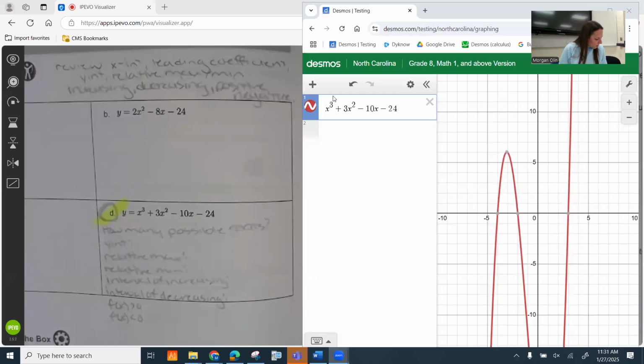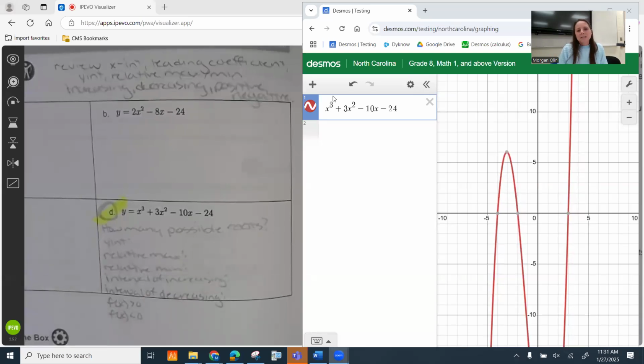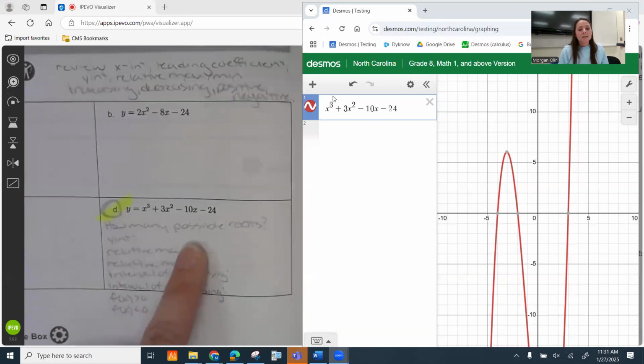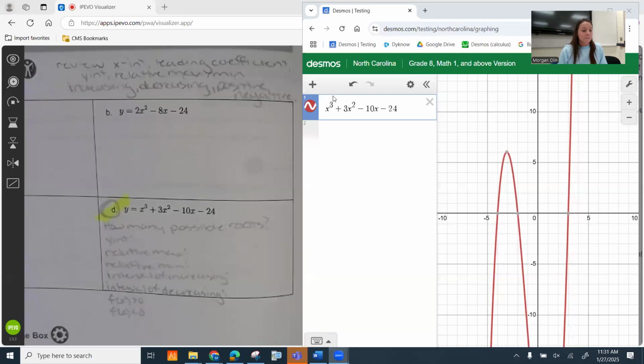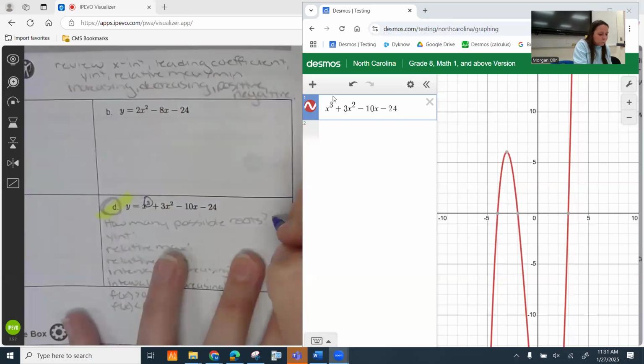All right, so we're on page 160. Let's take a look at this one. I'm just picking out D, and let's review everything that we've discussed so far. Now, I do have this question, which I haven't posed before. How many possible roots? Just think about what the degree is. The degree is 3, and that's how many possible roots we can have.